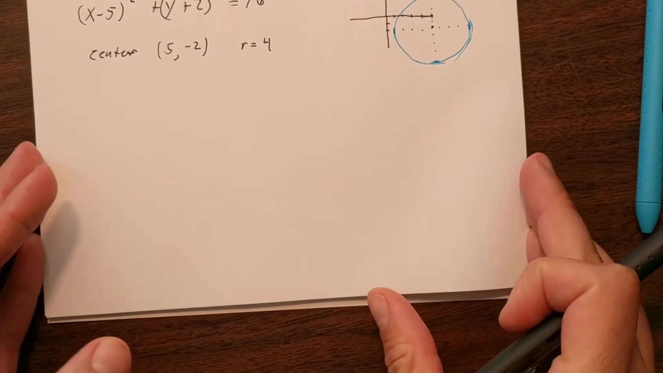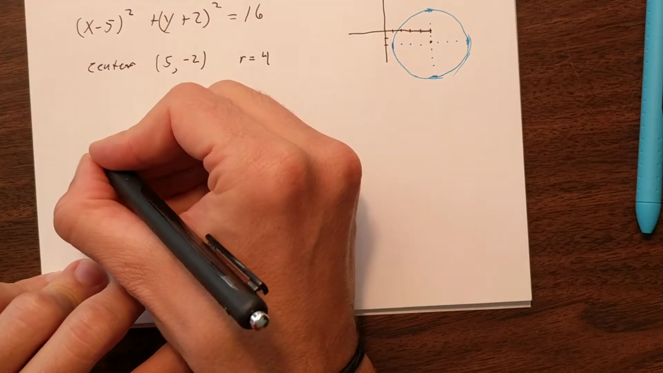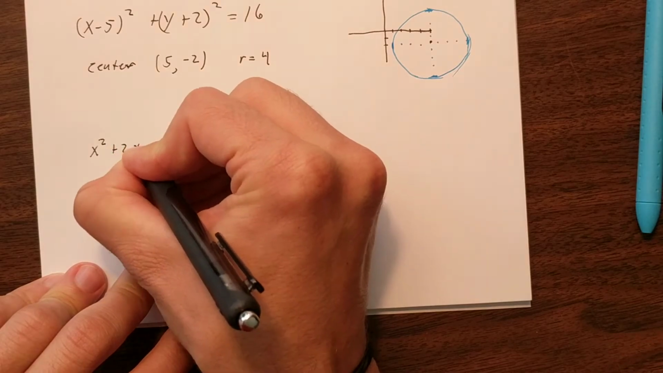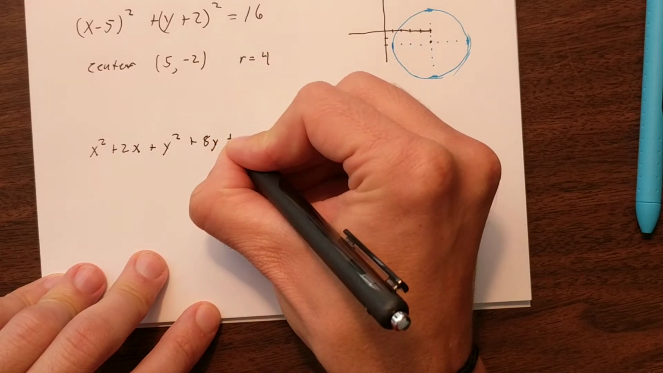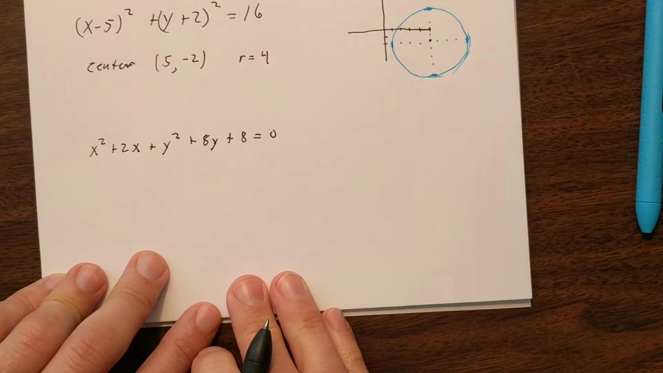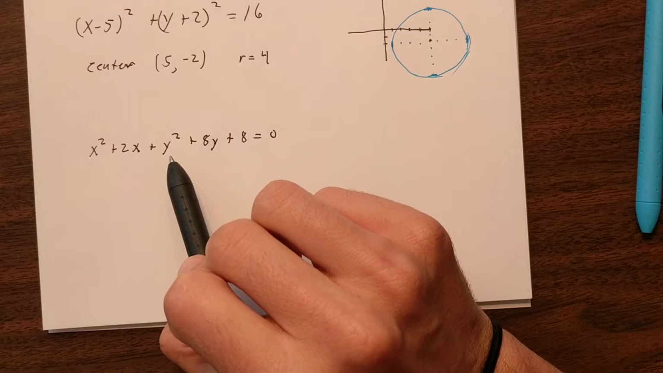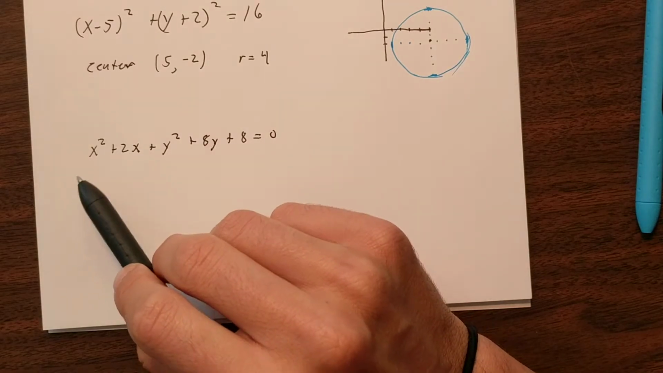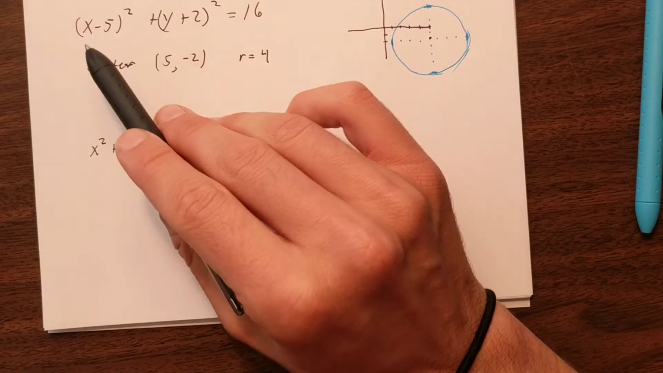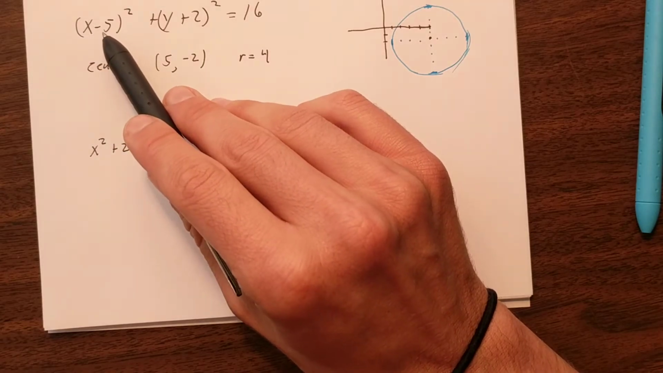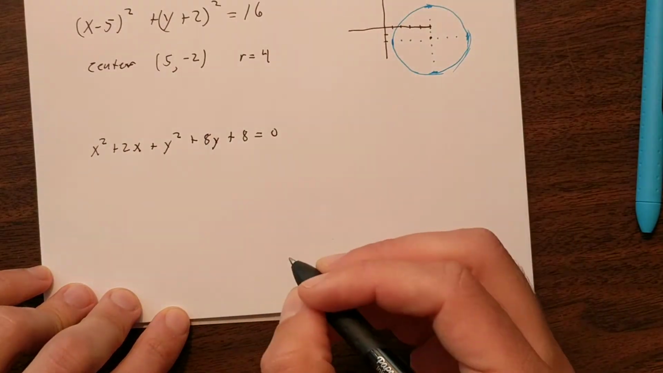However, what if they are not in standard form? How do you put a problem in standard form? For example, if I have x squared plus 2x plus y squared plus 8y plus 8 equals 0, and I want to graph that. Well, since I notice I have an x squared and a y squared, and then some term of x and some term of y, I need a perfect square. So earlier this year, we learned how to complete the square. So that's what we're going to do.